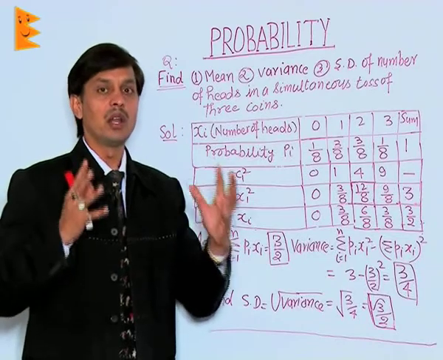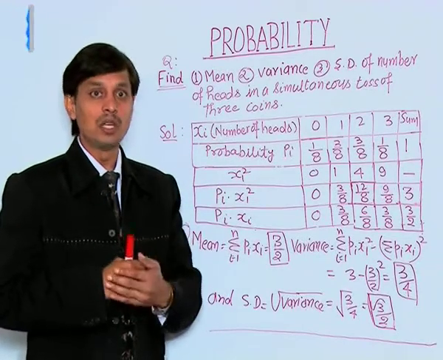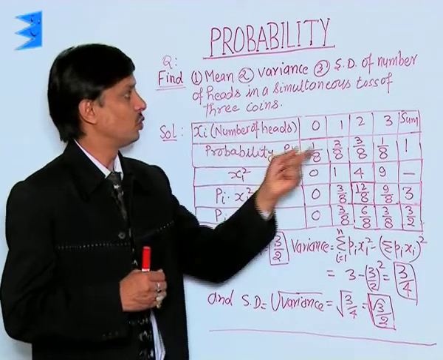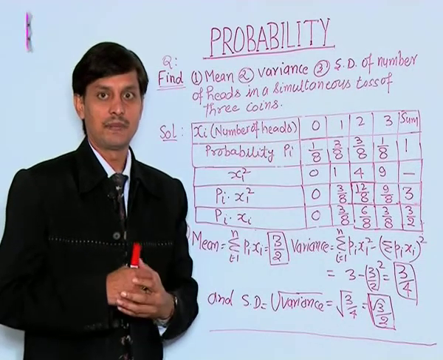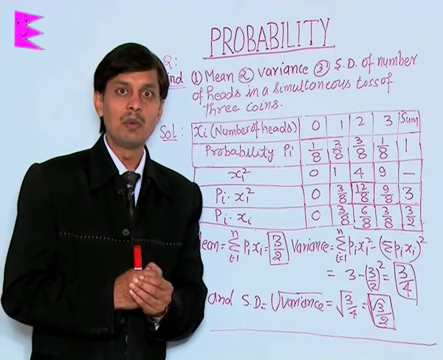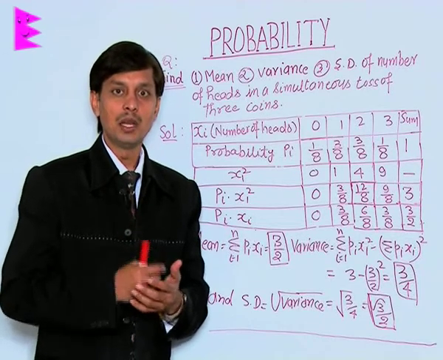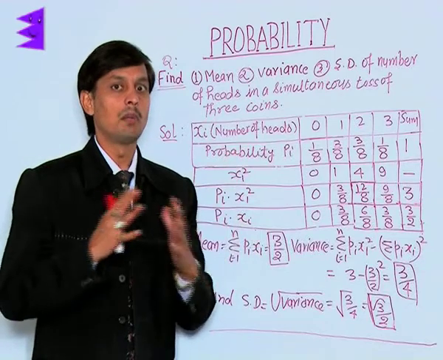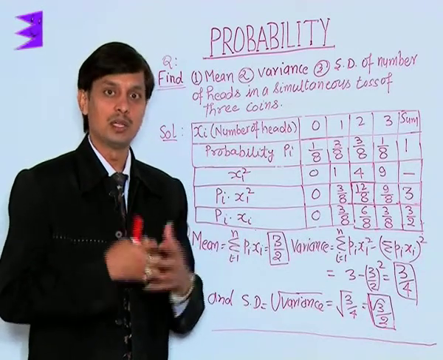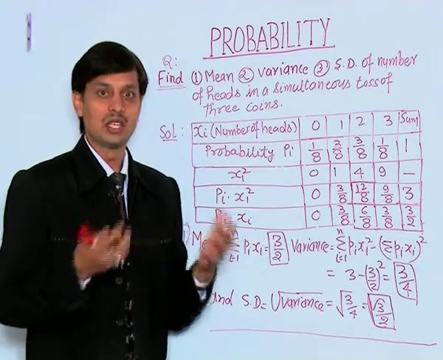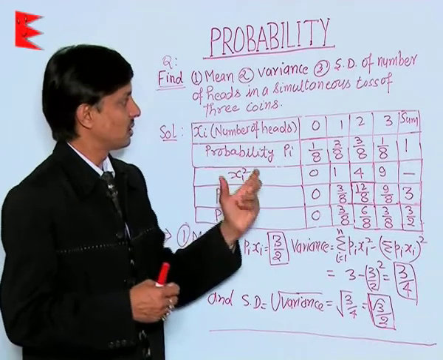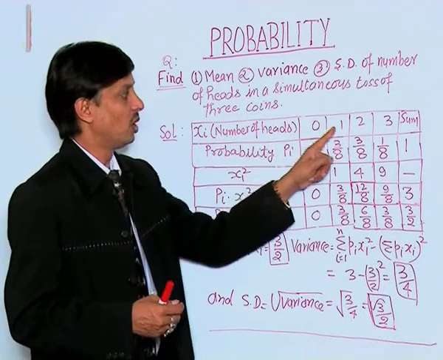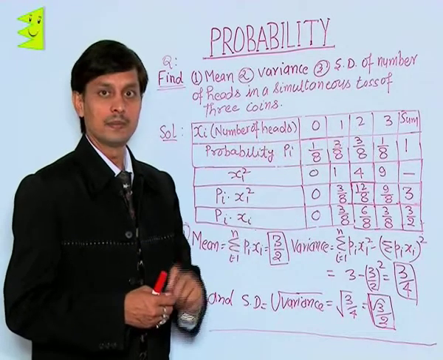So there are in all 8 situations, and out of these we are looking for the number of heads. The number of heads may be 0, maybe 1, maybe 2, maybe 3. Because there are 3 coins, the number of heads cannot be more than 3 and can never be less than 0. So xi, that is the number of heads, is 0, 1, 2, 3.